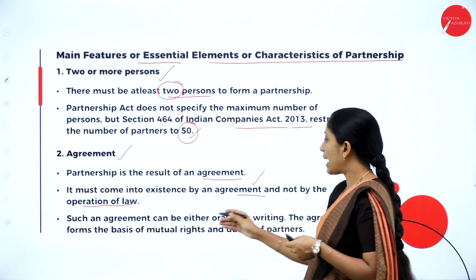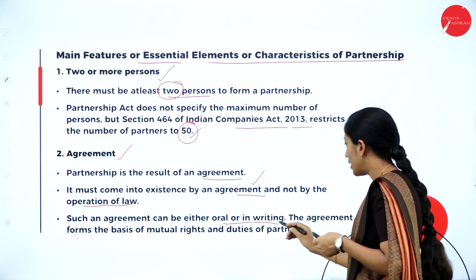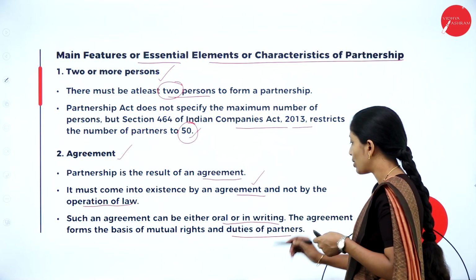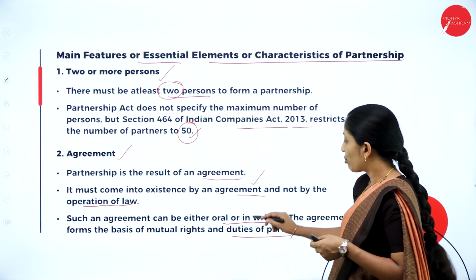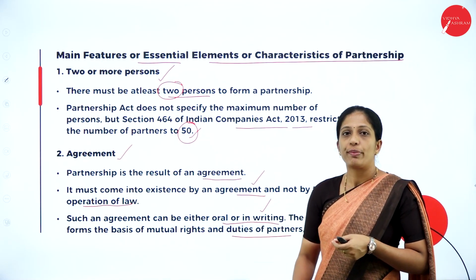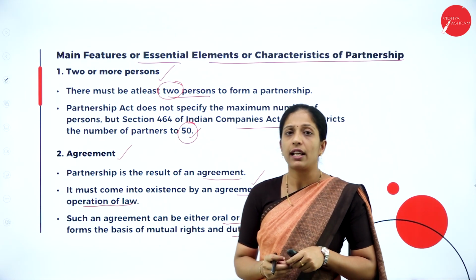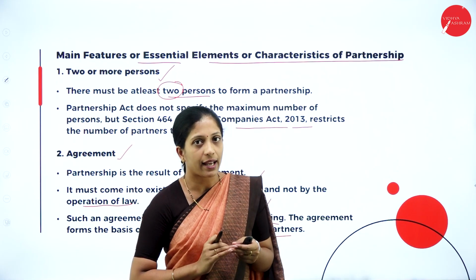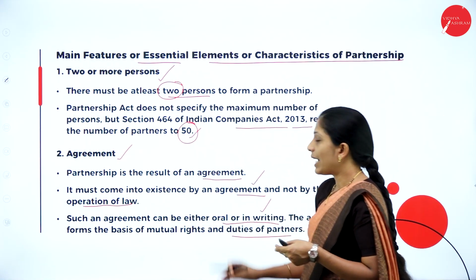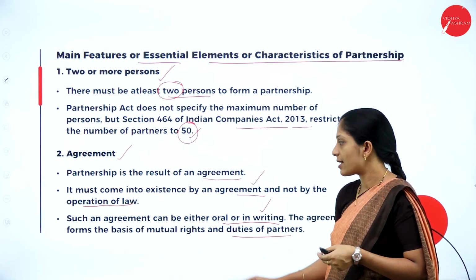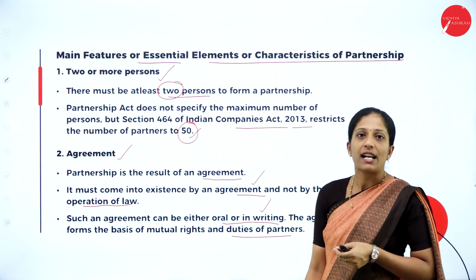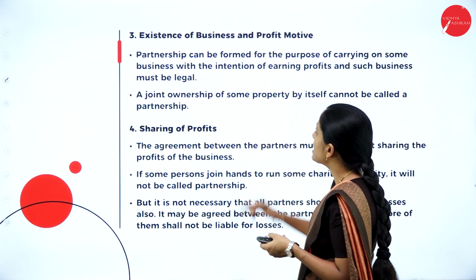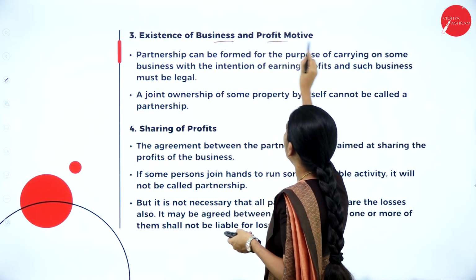Such an agreement can be either oral or written. The agreement forms the basis for the mutual rights and duties of the partners. I have told you this agreement can be either oral or written, and written is more preferable than oral. Along with that, what does this agreement contain? It contains the mutual rights and duties of the partners. Now moving on to the third one, existence of business and profit motive.